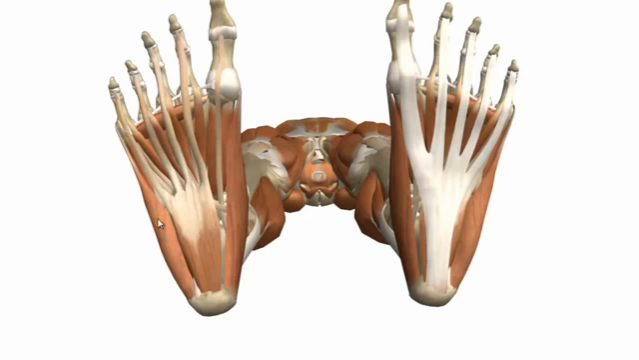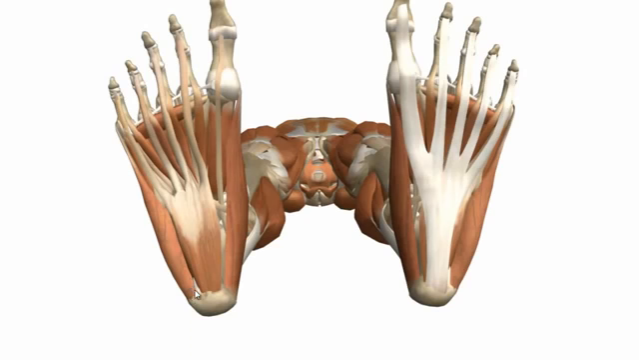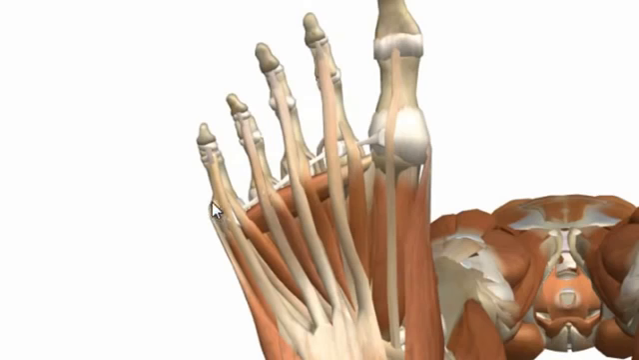So the third muscle of the first layer is this muscle here, the abductor digiti minimi. So this muscle sits laterally and it abducts the little toe at the MTP joint. So this has got an origin on the lateral side of the calcaneal tuberosity, and it also stretches across to the medial process. So it originates on the medial and the lateral process of the calcaneal tuberosity. So it's got quite a large origin, and then it runs forward and it inserts at the base of the proximal phalanx laterally. So it abducts the little toe at the MTP joint, so it brings the little toe away from the midline.